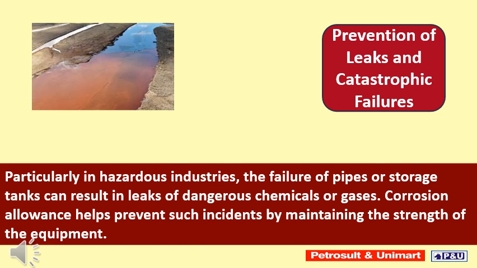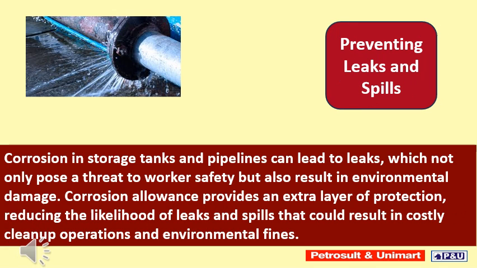Prevention of leaks and catastrophic failures. Particularly in hazardous industries, the failure of pipes or storage tanks can result in leaks of dangerous chemicals or gases. Corrosion allowance helps prevent such incidents by maintaining the strength of the equipment.